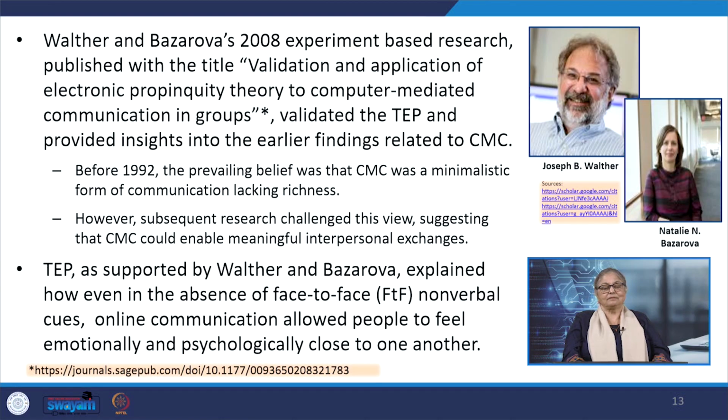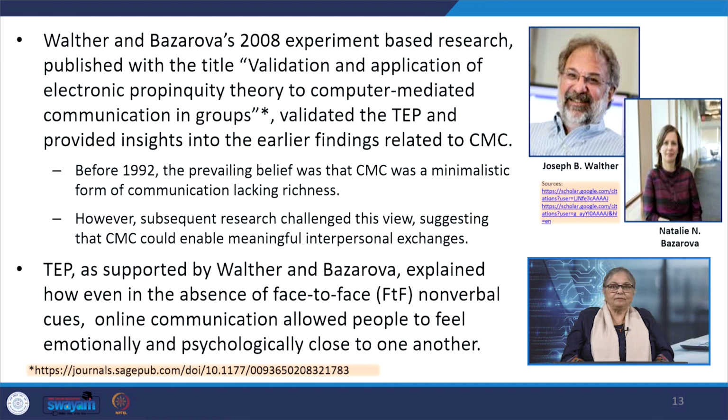Walther and Bazarova's 2008 experiment based research was published with the title Validation and Application of Electronic Propinquity Theory to Computer Mediated Communication in Groups. It validated the TEP and provided insights into the earlier findings related to CMC. Before 1992, the prevailing belief was that CMC was a minimalist form of communication and lacked richness. However, subsequent research challenged this view, suggesting that CMC could enable meaningful interpersonal exchanges.